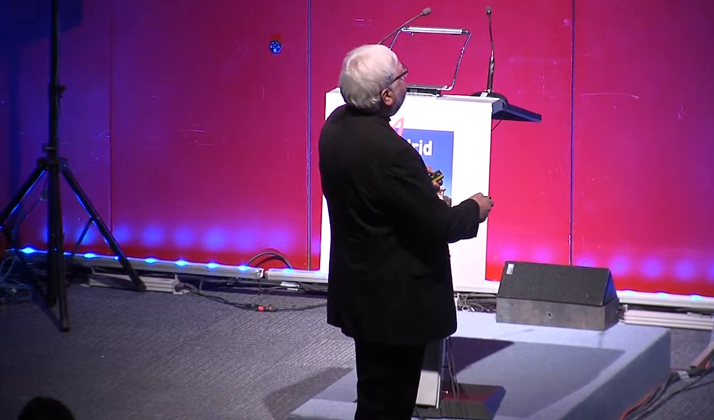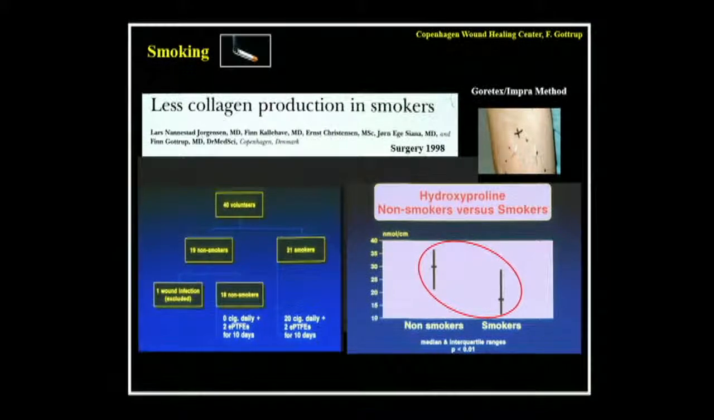We had 14 volunteers, non-smokers and smokers, young people, 28 years old, totally healthy, and we compared them, and we found that if you are smoking 20 cigarettes a day, collagen production is decreased by about 60%. So the old saying of the plastic surgeons, if you're smoking, you're not healing well, is shown by this, because this is a human model. We used a small vascular prosthesis put in, taken out 10 days after, and analyzed for collagen. So we showed this in humans.